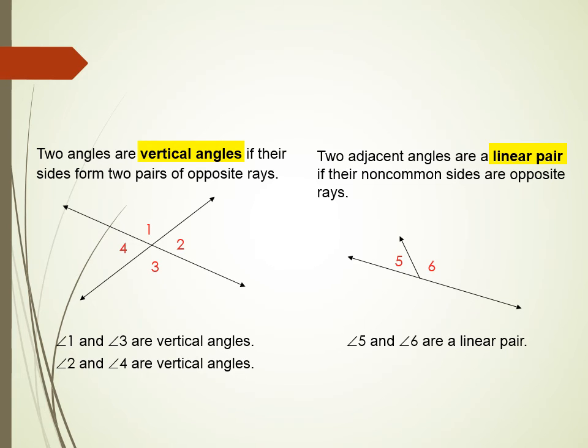On the other picture prior, 1 and 2 is also linear. 2 and 3 is linear. 3 and 4 is linear. 1 and 4 are linear because they're all adjacent and form a straight line as well.